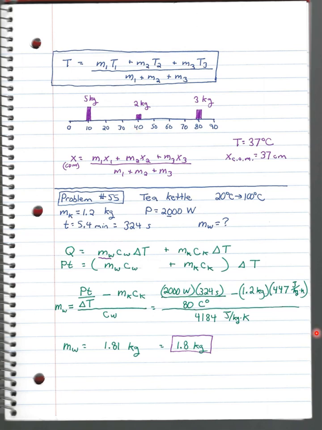Let's look now at problem number 55 in the back of the chapter. Number 55 says a 1.2 kilogram iron tea kettle sits on a 2 kilowatt stove burner. If it takes 5.4 minutes to bring the kettle and the water in it from 20 degrees Celsius to the boiling point, how much water is in the kettle?